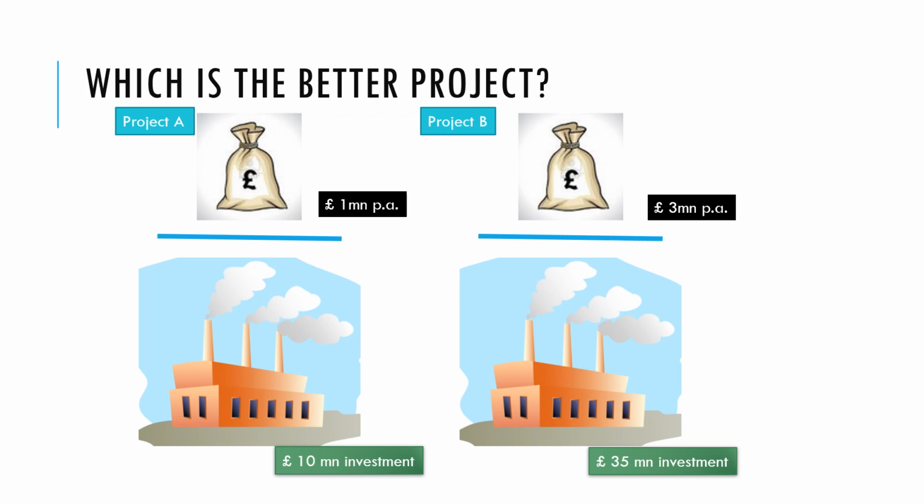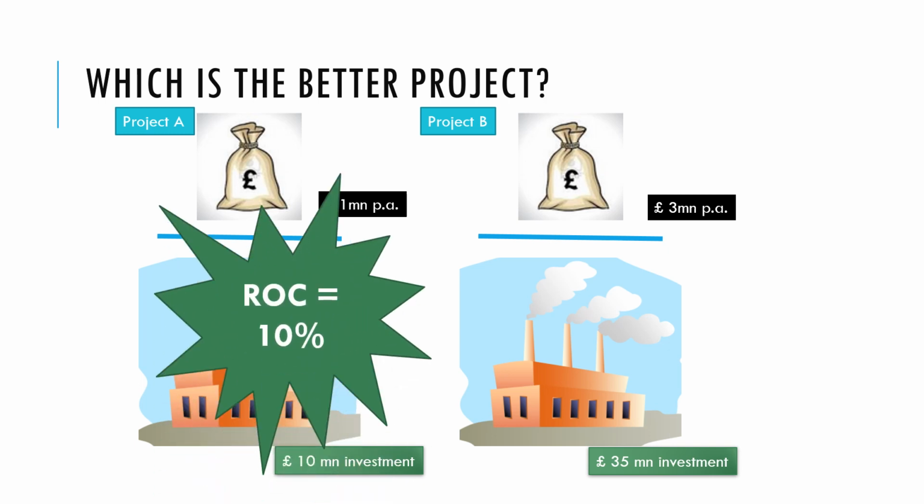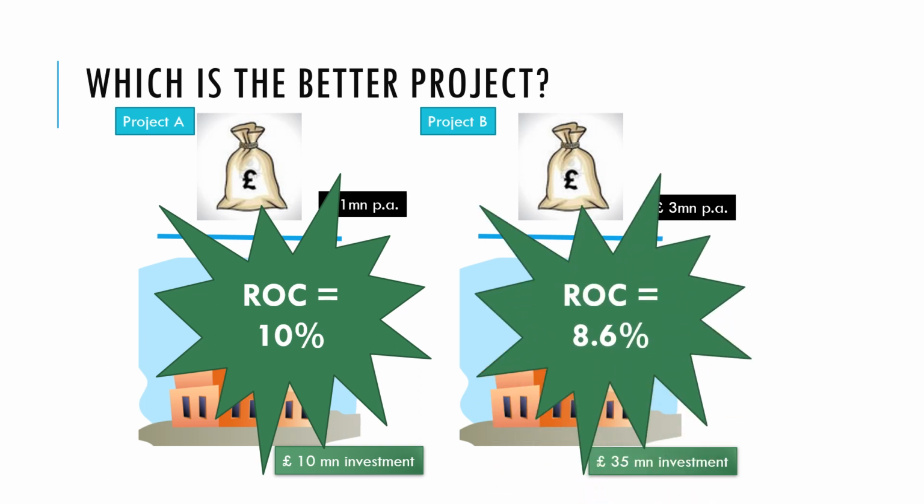So we mentioned there we could use it to make a comparison between projects, and we might want to say which is better, project A or project B. You might want to pause the video, do a quick calculation and see if you can come up with the answer. Well, project A is going to generate us returns of £1 million per year from an investment of 10 million, so it has a return on capital of 10%. Whereas project B, 3 million from a 35 million investment, will give us a return on capital of only 8.6%. So we would probably suggest project A on this basis, although there may be other factors which would go in project B's favour, more qualitative factors.